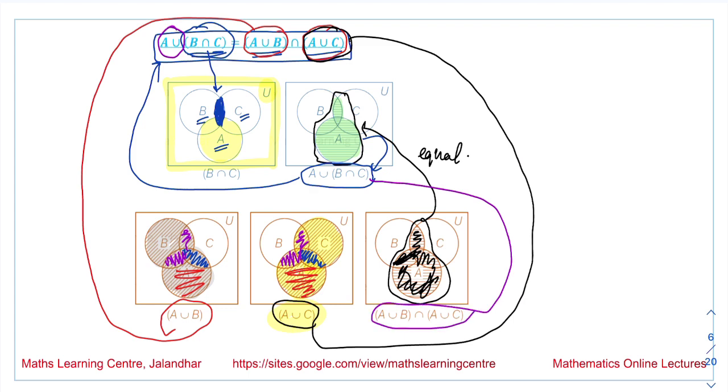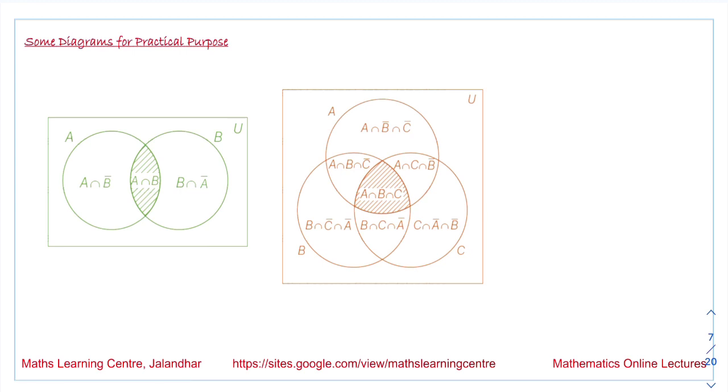So these results that we have already proved can also be proved using these Venn diagrams. With Venn diagrams, it is quite easy to see the region of intersection, the unions, and the results are quite visible from these Venn diagrams. But it is not always feasible to prove the results using the Venn diagrams when things become very complex. Next we have some diagrams for practical purpose.